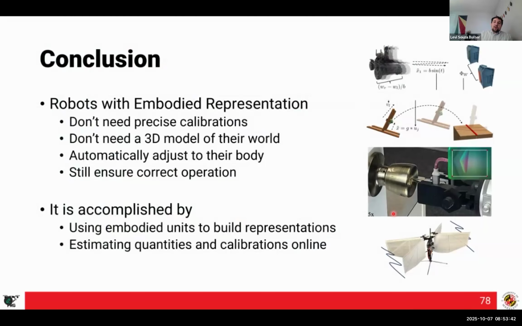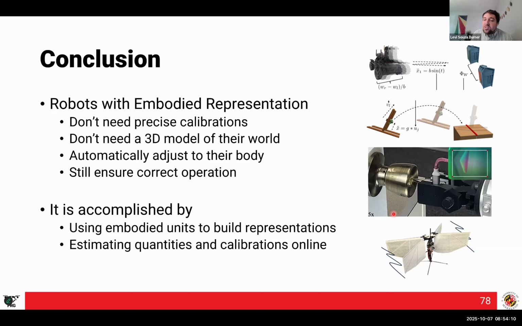So in conclusion, what I've shown you is that embodied representation allows us to create powerful classes of robots that don't need precise calibrations, but can still do the most fundamental tasks in robotics. And they can do so almost immediately with just a little bit of oscillation back and forth to measure something. They can automatically adjust their body, and they still ensure correct operation. All of this is accomplished by doing something that's a little uncomfortable.